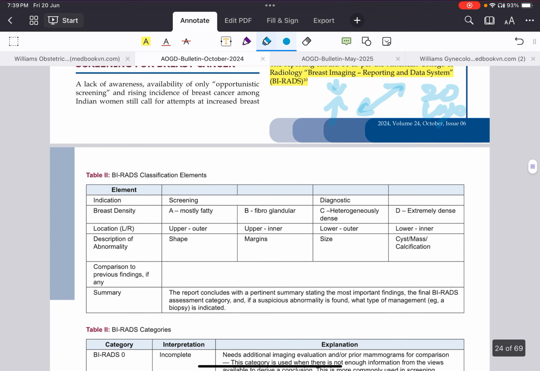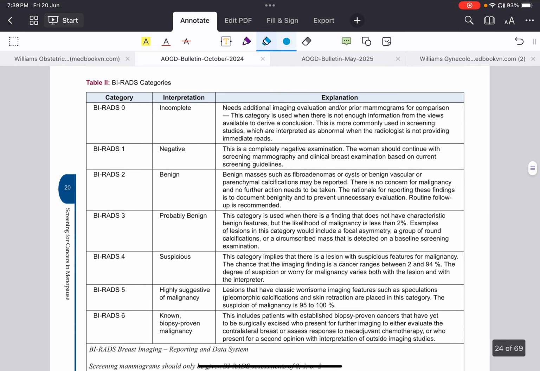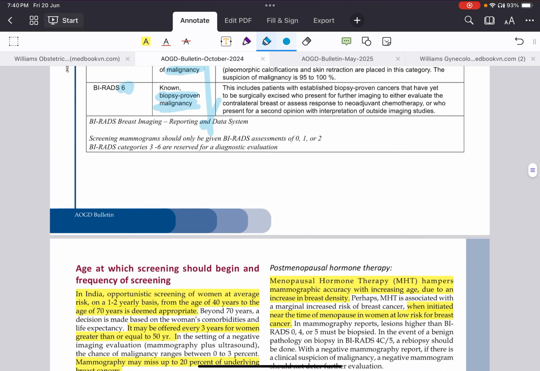So BI-RADS staging. BI-RADS 0 is incomplete, BI-RADS 1 is negative, BI-RADS 2 is benign, BI-RADS 3 is probably benign. So remember this: BI-RADS 1 is negative, BI-RADS 3 is probably benign, and BI-RADS 4 is suspicious, in which again there are three categories, 4A, B, C, like percentages of invasion. Then BI-RADS 5 is highly suspicious of malignancy, and 6 is biopsy proven malignancy. If you write this much, it is enough.